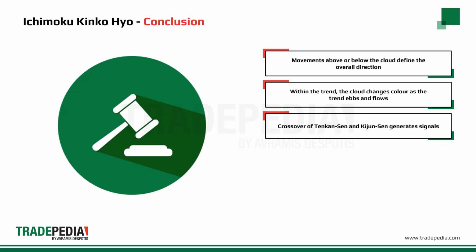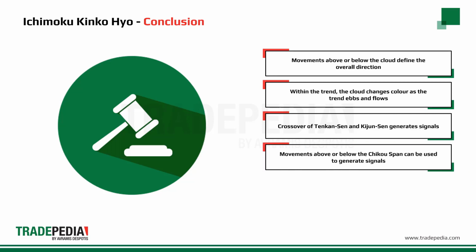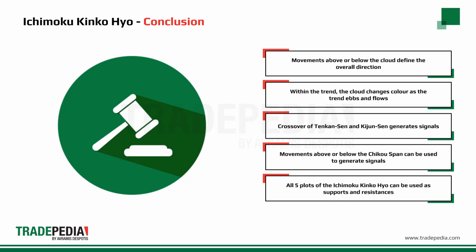Crossover of Tenkan-sen and Kijun-sen generates signals. A bearish signal is generated when Tenkan-sen crosses below Kijun-sen, and a bullish signal is generated when the Tenkan-sen crosses above the Kijun-sen. Movements above or below the Chikou span can be used to generate signals. When the Chikou span is below the prices, the trend is considered to be bearish. When the Chikou span is above the prices, the trend is considered to be bullish. All 5 plots of the Ichimoku Kinko Hyo can be used as supports and resistances.